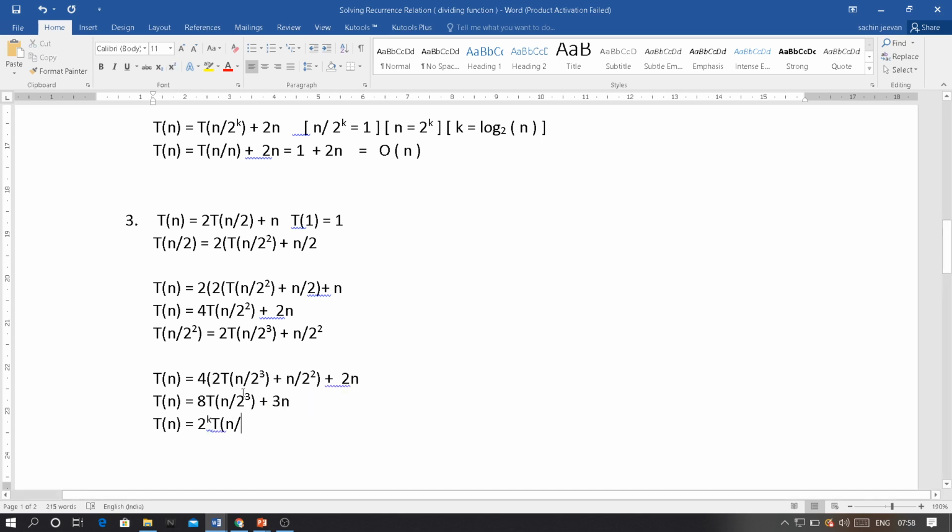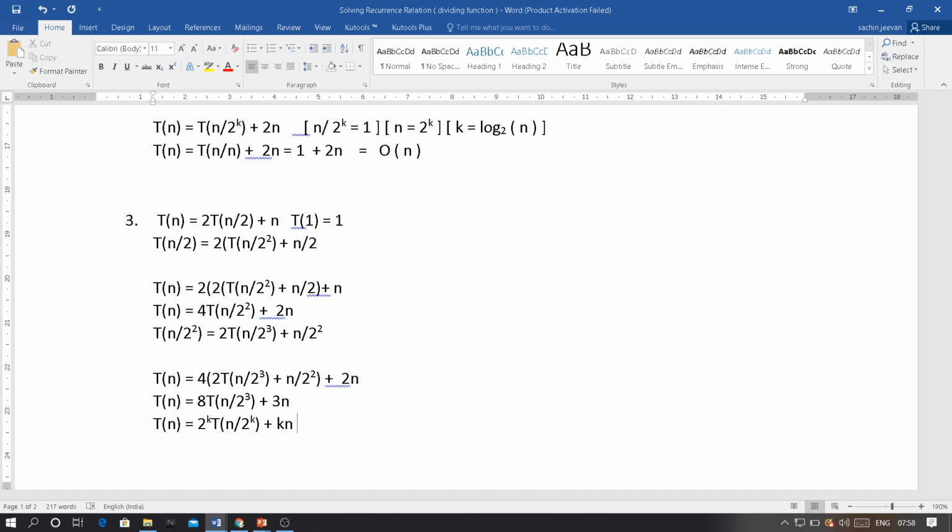Here 2 cube, here 2 square, then here 2. So this 2 power 3 also can be converted to 2 power k, generalizing it. Okay, fine. Plus, what is this? n, 2n, 3n. This can be taken as kn, generalized as kn. So 2 power k multiplied by T of n divided by 2 power k, plus kn.